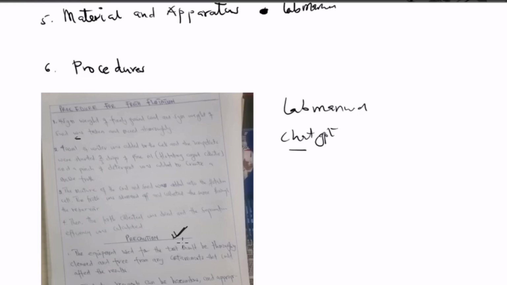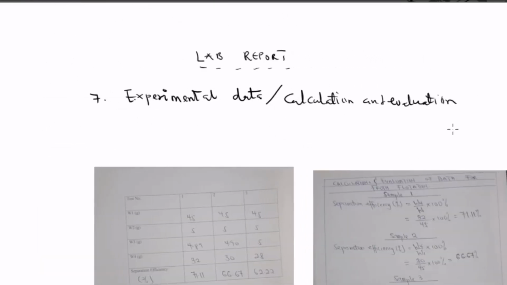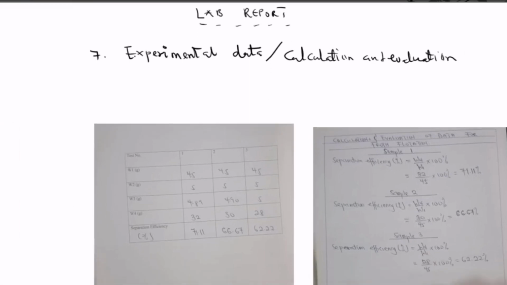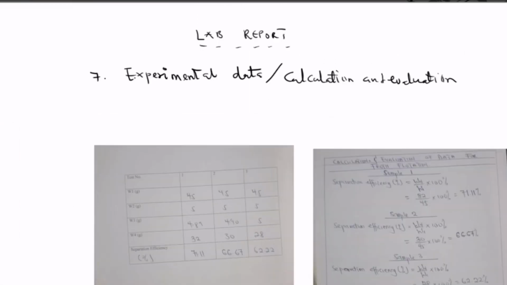Precautions. Now let's move on to the next one, which is the experimental data. With the experimental data and calculation evaluation, they are different things. Data, they will give you data which you need to calculate for. This is something called a data sheet. Every experiment has a data sheet.